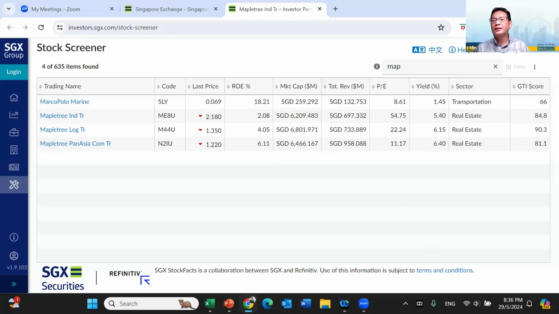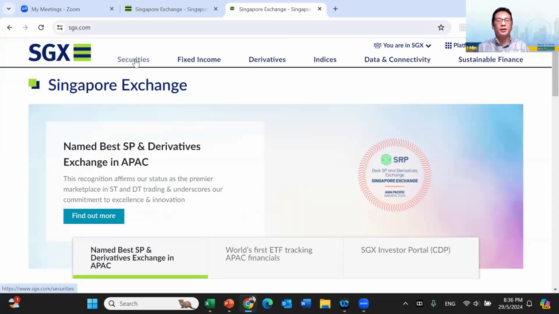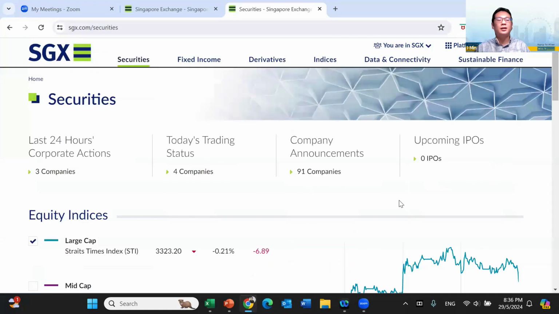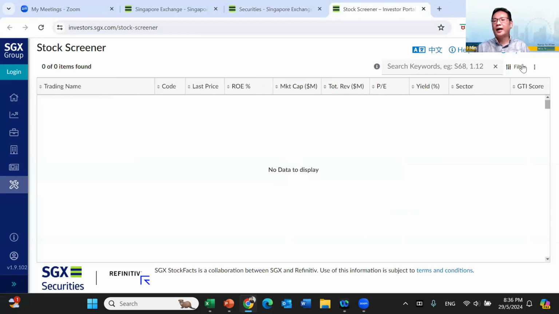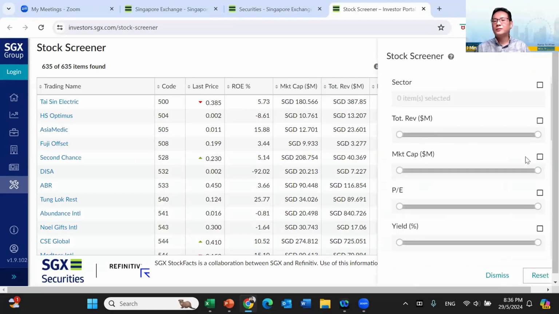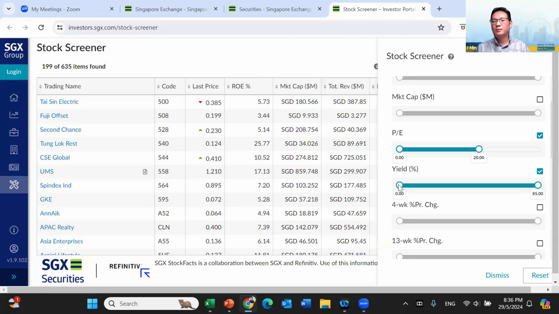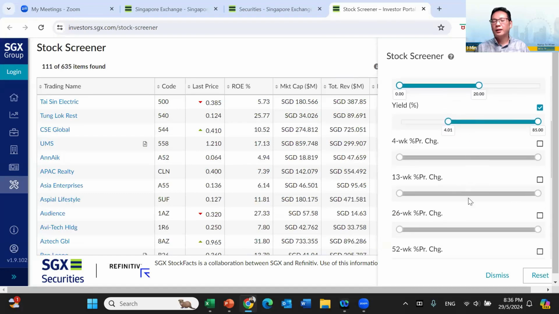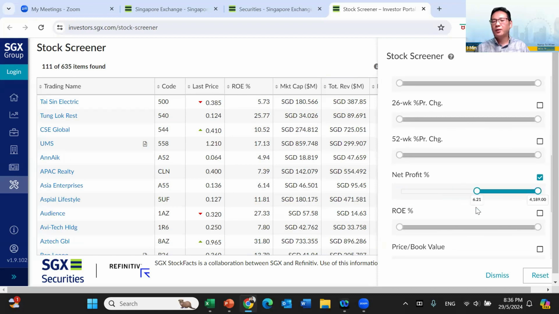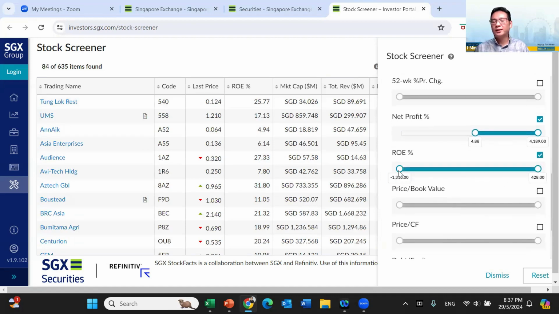By the way, just in case you forget how to do it, I'll do a very quick demonstration. SGX Securities stock screener. Here under the filter, PE less than 20, dividend yield more than 4%, net profit margin more than 5%, ROE more than 15%. So these are the 4 criteria.